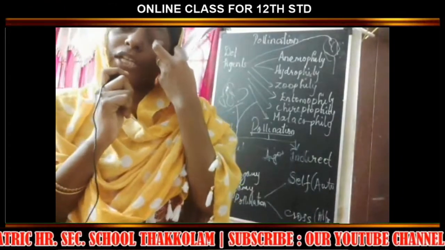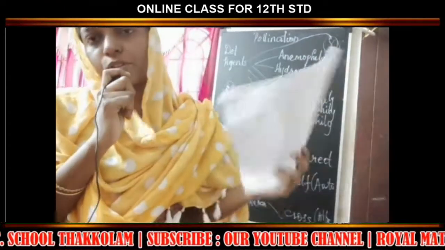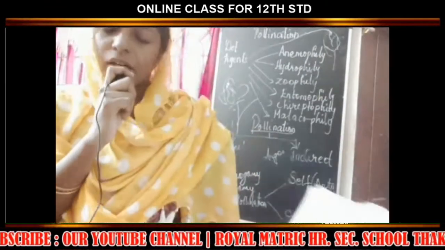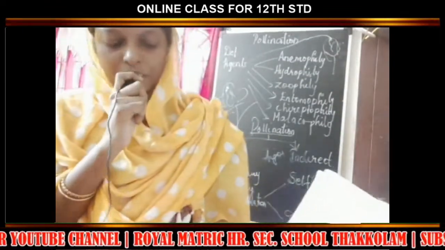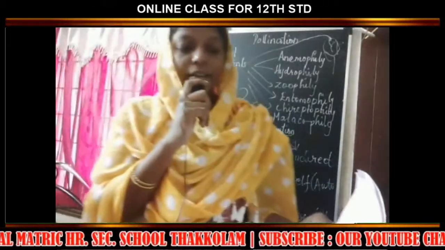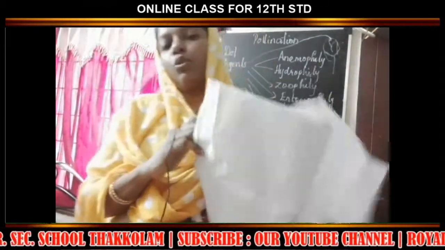Okay, so we have seen self-pollination, and we have seen cross-pollination. We have seen two examples. One is Commelina viola and Commelina benghalensis. After that we'll go to the other examples. Next we'll move to homogamy.